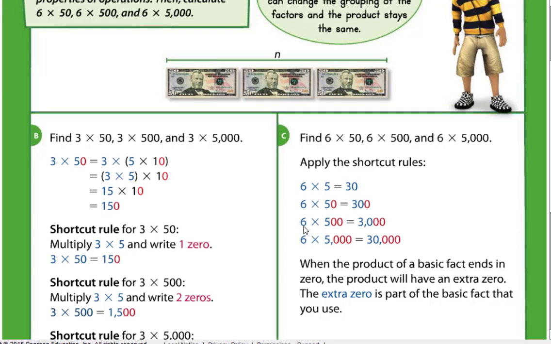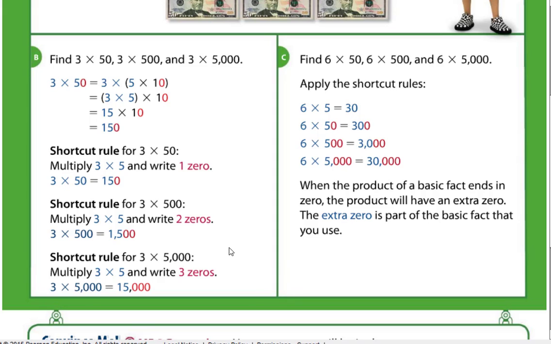And here, the same, 2 red zeros, and 6 times 5, 30. 3 red zeros, and 6 times 5, 30. Okay, so we drop the zeros first, then multiply. That's the rule.